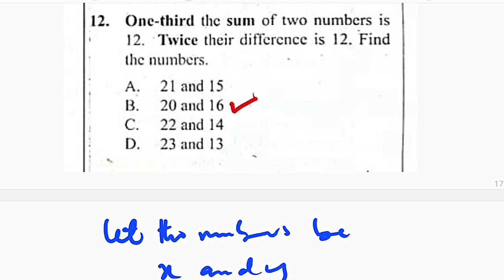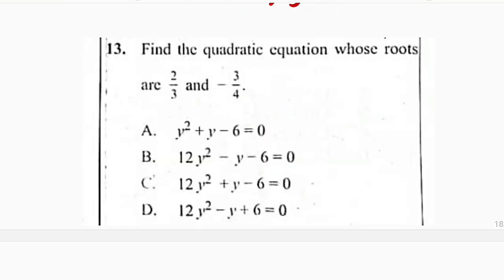Then moving on to question number 13. All right, here is question number 13. We're asked to find the quadratic equation whose roots are given as 2 over 3 and negative 3 divided by 4. And you can see the quadratic equation is written in terms of y.